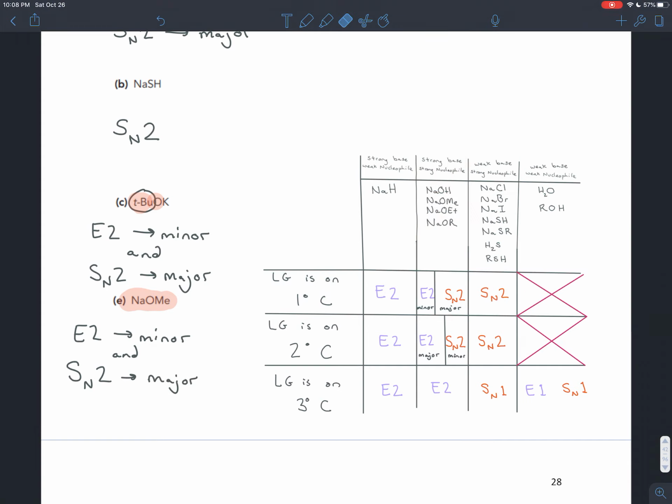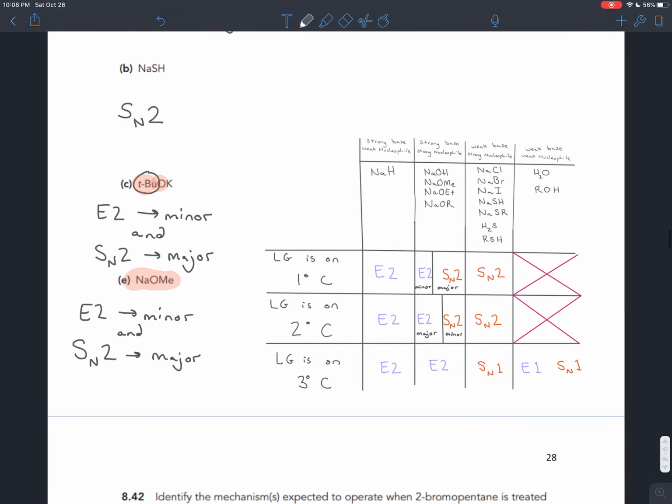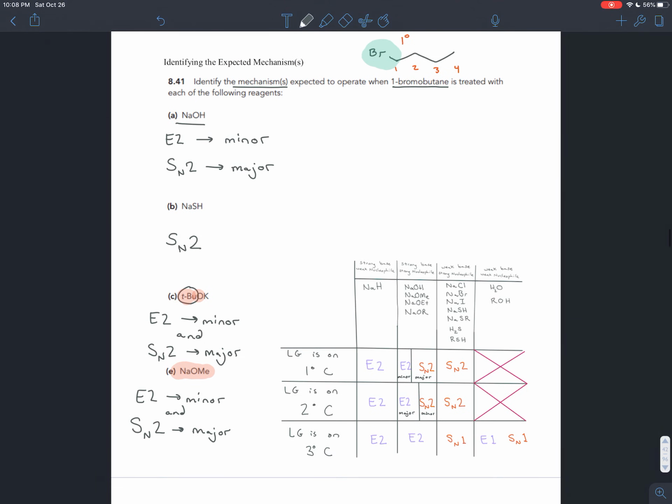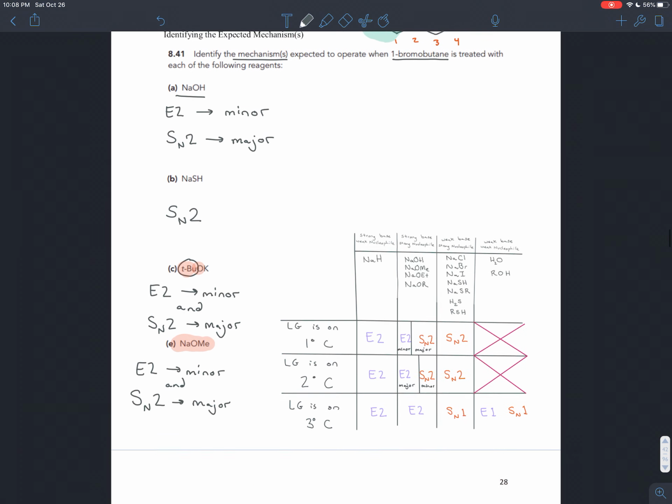So you could see how we could combine our recognition of bases and nucleophiles with our recognition of what type of carbon the leaving group is on, and we can use that to very quickly see what type of mechanism the reaction is going to happen by. And once we know that, we can start to think about drawing our product.